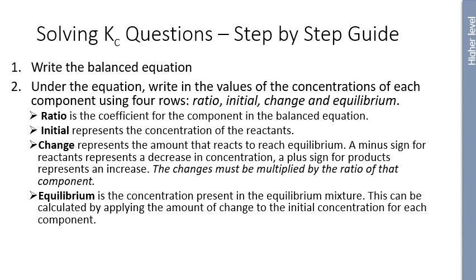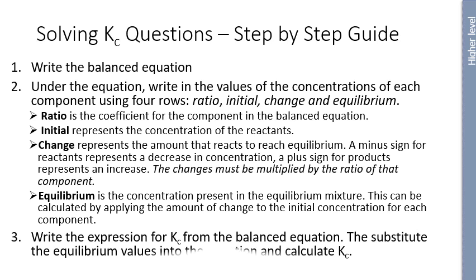And finally, the equilibrium values are the concentrations present in the equilibrium mixture. This can be calculated by applying the amount of change to the initial concentration for each component. Obviously the amount of reactants is going to go down, and the amount of products is going to go from 0 into some other number. It's going to be positive. And finally, you write the expression for the Kc, or the equilibrium constant, for the balanced equation, and then substitute the equilibrium values into the equation and calculate the equilibrium constant.